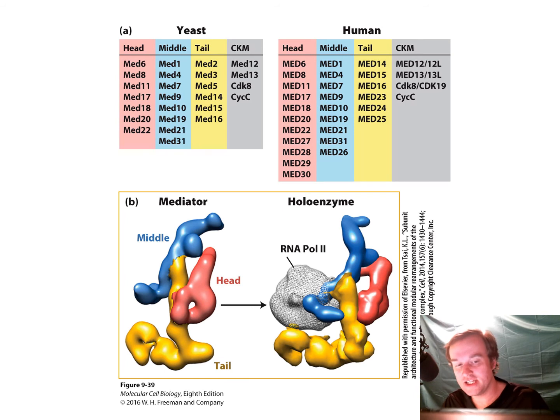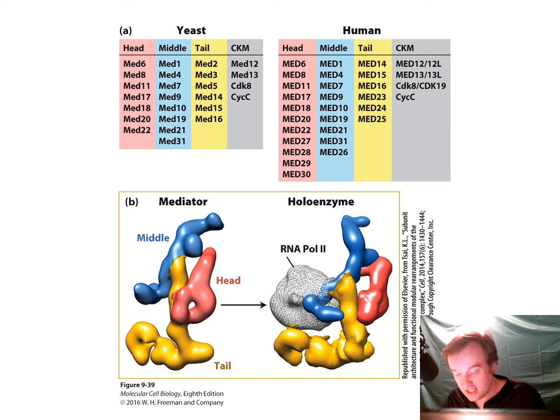So let's talk a little bit here about the structure of the mediator complex in both yeast and in humans. The mediator complex forms a molecular bridge between activators that are bound to their DNA binding sites and RNA polymerase II. The activation domain of mediator interactions stimulates assembly of the pre-initiation complex for RNA polymerase onto the promoter.